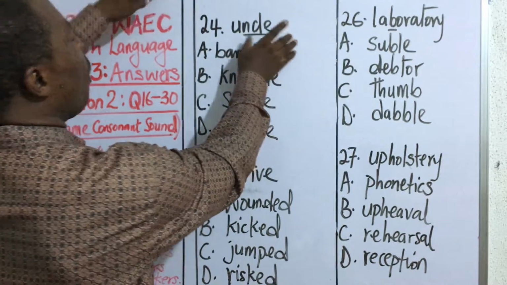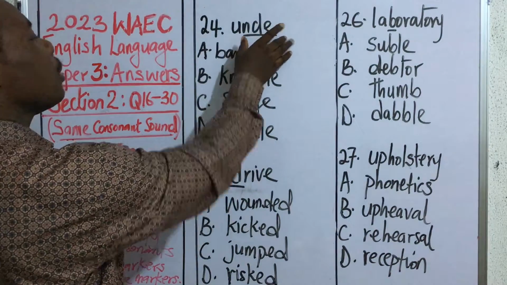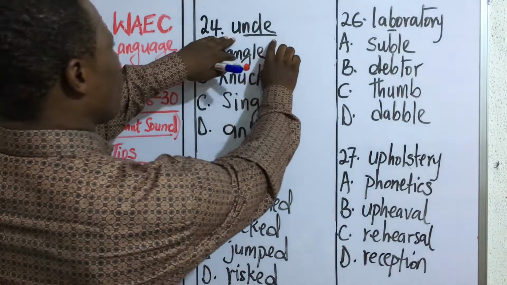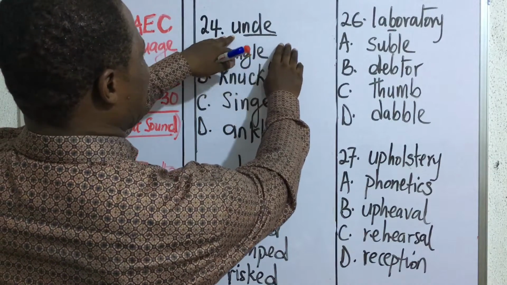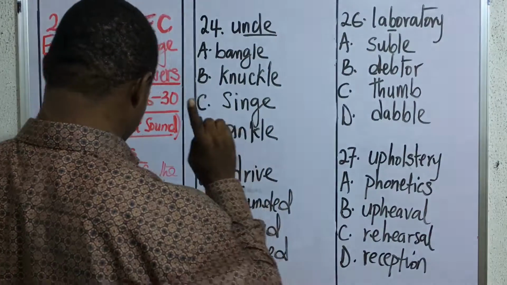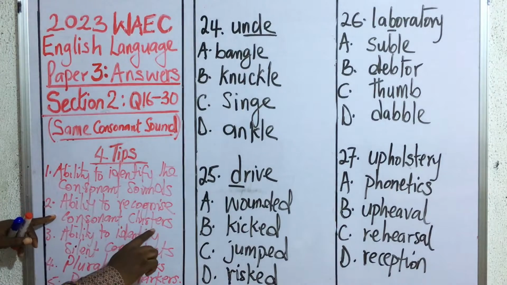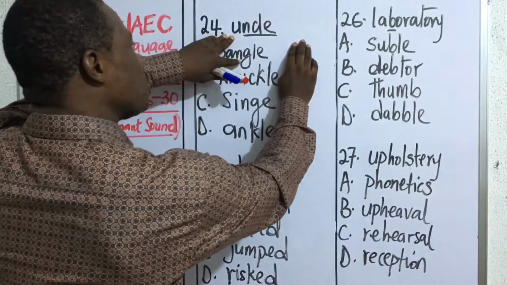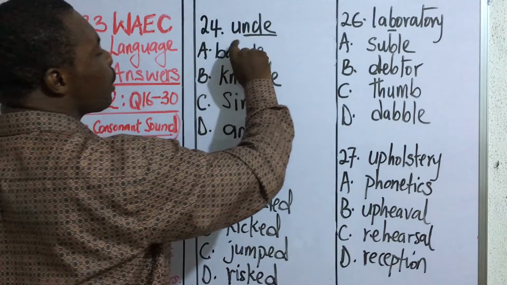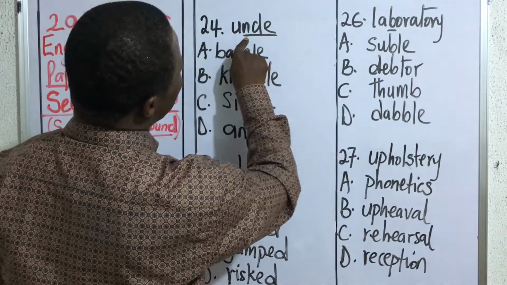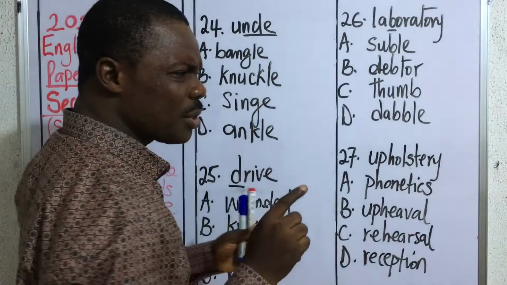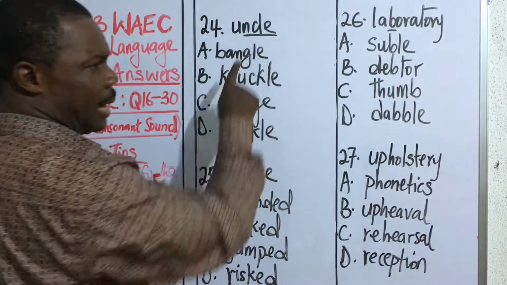Question 24. Uncle. Now, this is a test of clusters here. Once you look at the question, you discover that two or more letters are underlined in the question, then you quickly understand that that question is a test of what? Clusters. Now, what are the consonants that are clustered here? The way the word is pronounced, uncle, you quickly know that this is the letter N. But it's not going to give you the sound of consonant N here.